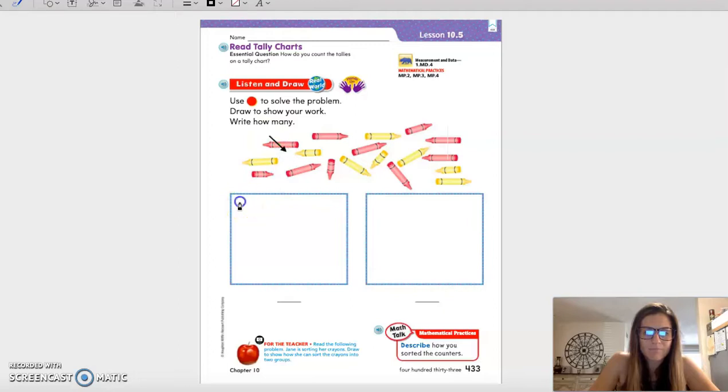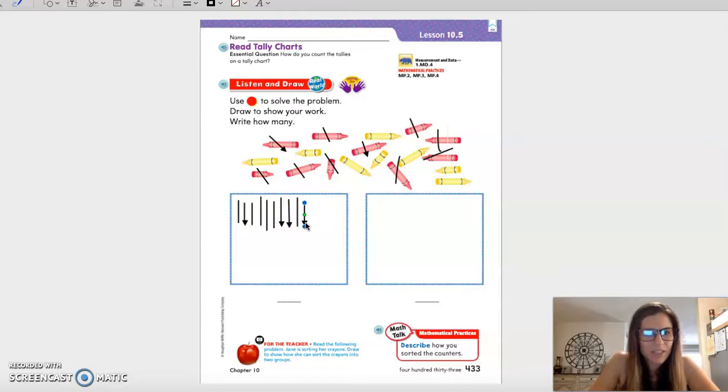So I have one, and I'm going to come and put it right here. And I'm going to cross out 2. And again, come mark it over here. 3, 4, 5, 6, 7. Mark it over here. 8. Mark it over here. Oh, there we go. There's 8. 9. And 10. We have 10.